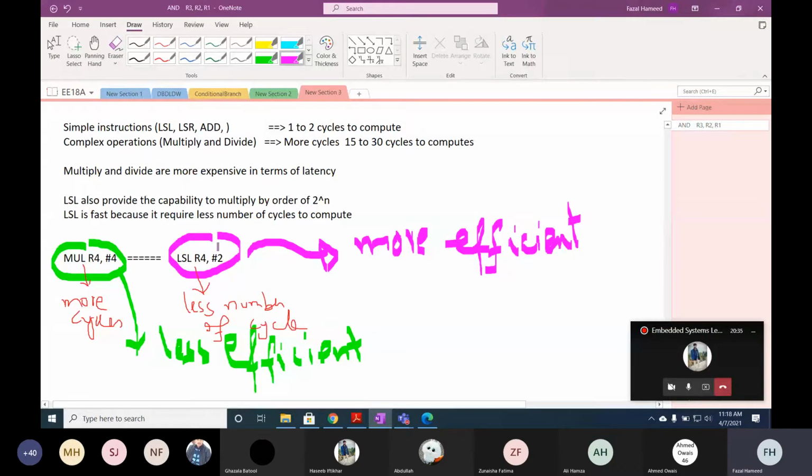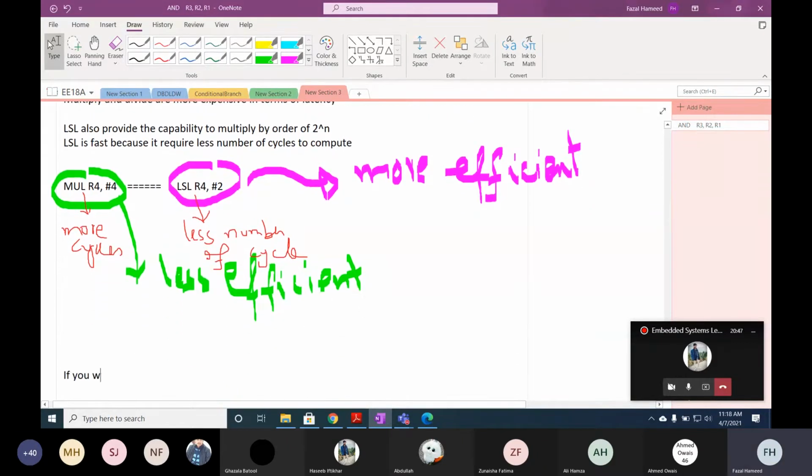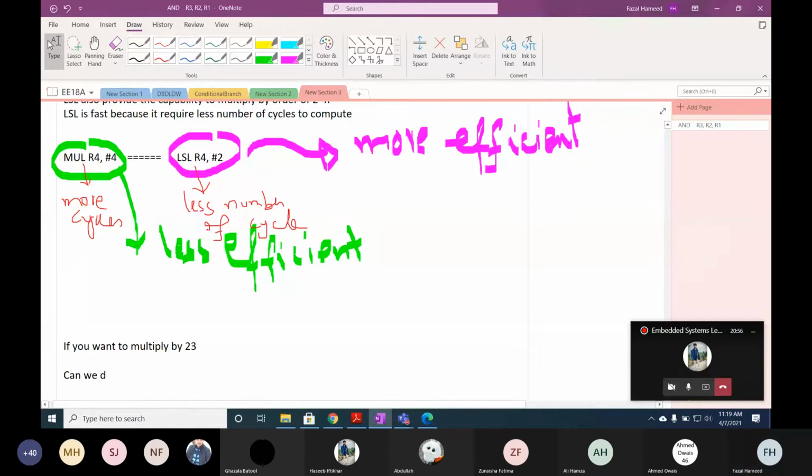But that's the problem. It's only used for integer multiplication. But now let's assume you want to multiply by 23. Can we do this with the logical shift left instruction? Can we do this?